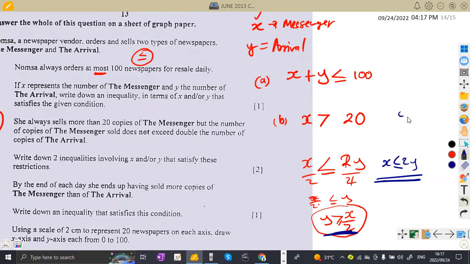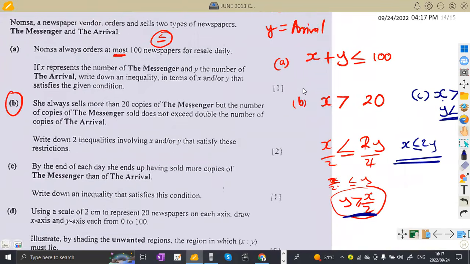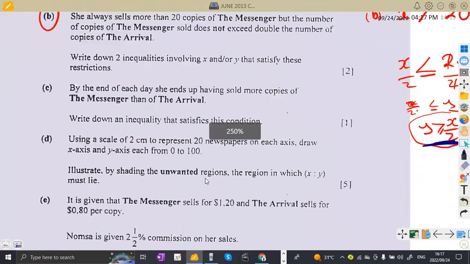So this is our C now. The messenger is X, it's more than the arrival, which is Y. Writing this, we can see that X is greater than Y, which means Y is less than X. So you can write it as Y is less than X, still one and the same thing. These are the inequalities that we are given from this part. So write down an inequality that satisfies this condition.